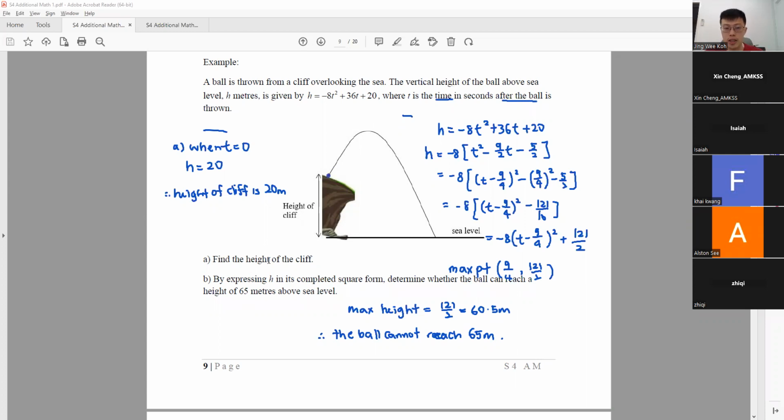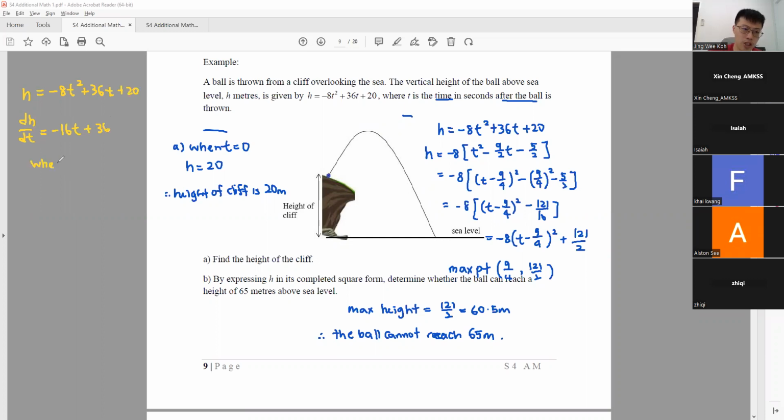Today, let's say they never asked me to complete the square. Would I be able to determine the maximum height? I can. We can use differentiation. You can see that h equals negative 8t squared plus 36t plus 20. So how do I find maximum height? I need to differentiate one time. So dh/dt is negative 16t plus 36.